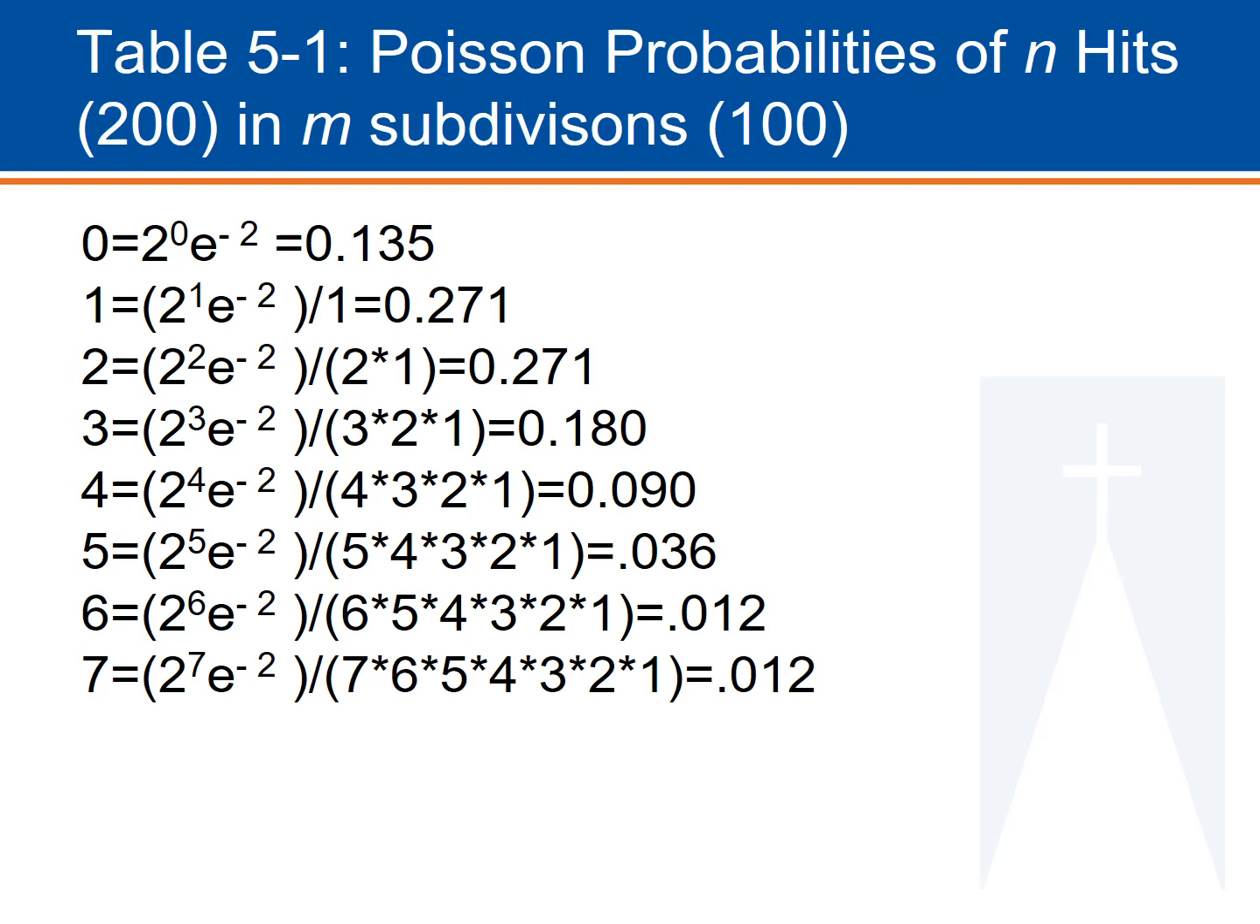The formula is the mean, taken to the power of the number of hits, divided by the number of hits factorial. The factorial is a concept of multiplying by each of the subdivided numbers. So 1 factorial is 1, 2 factorial is 2 times 1, 3 factorial is 3 times 2 times 1. So it is simply progressively going down, multiplying by each of the numbers, counting up towards that number.